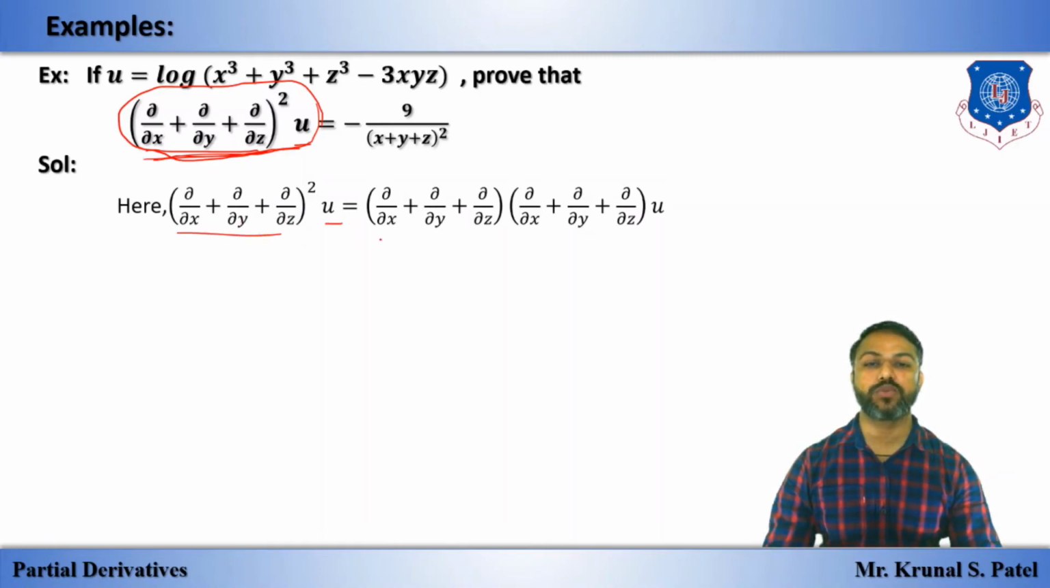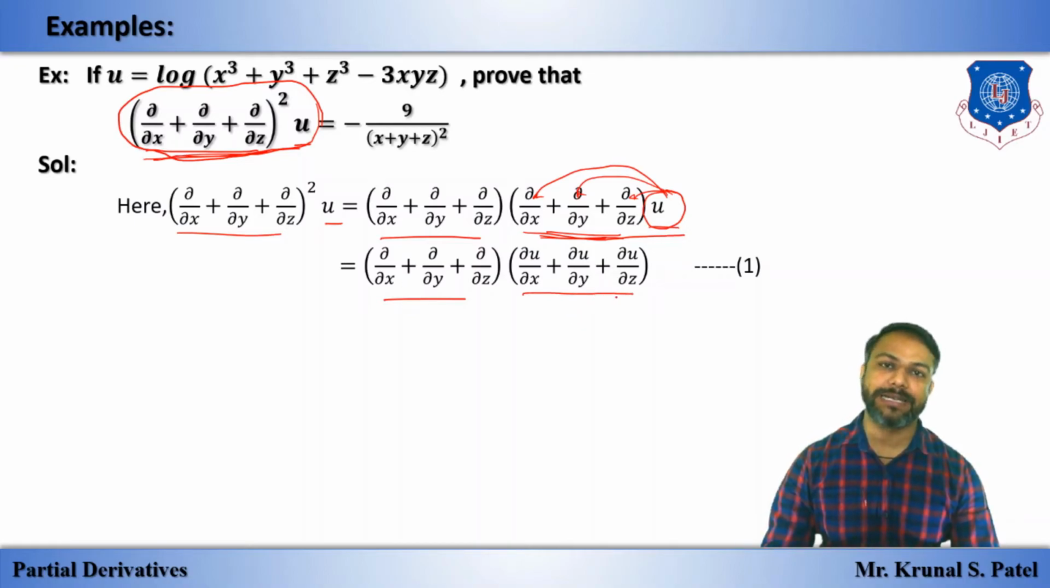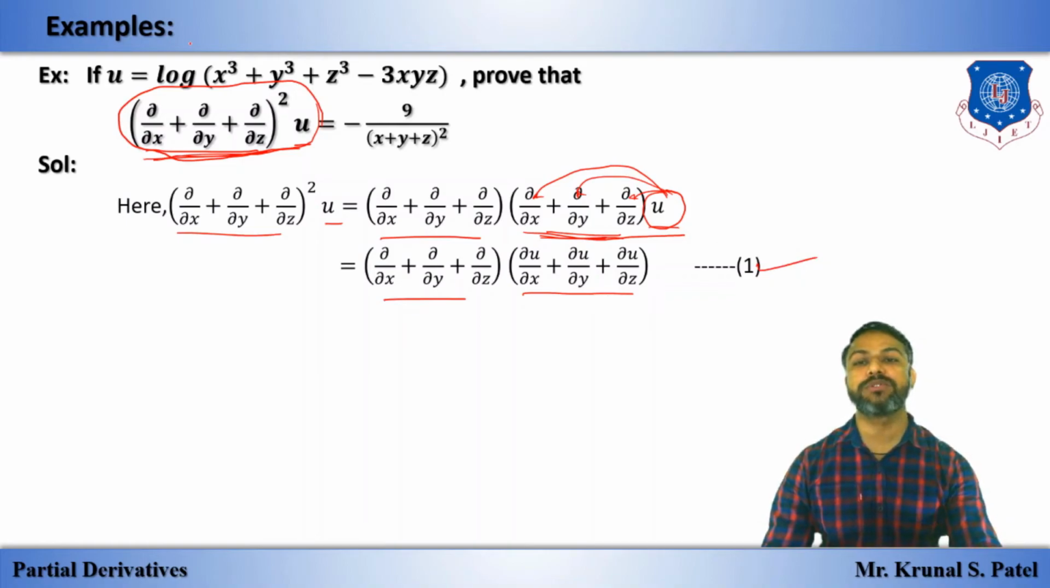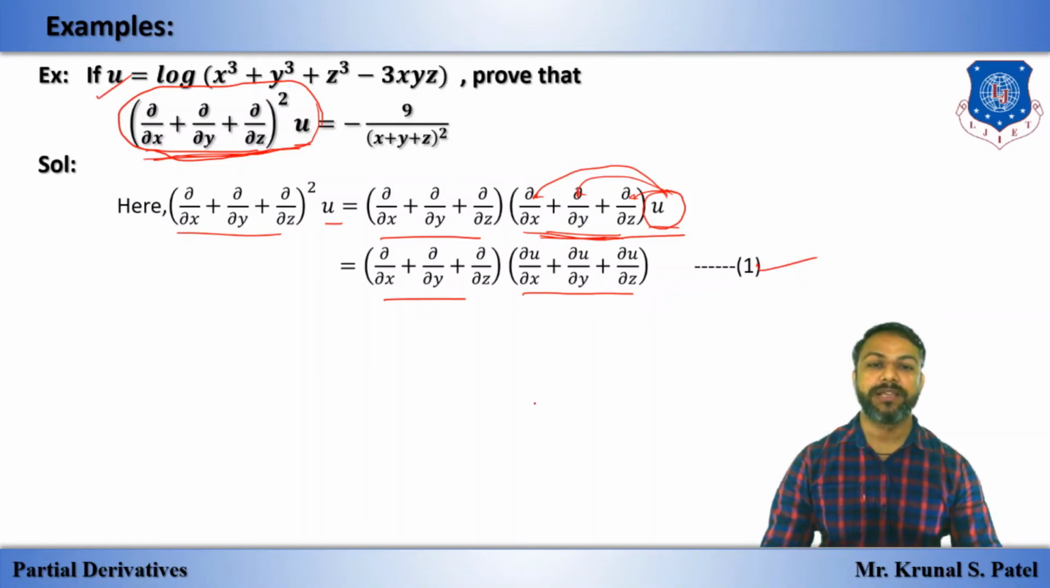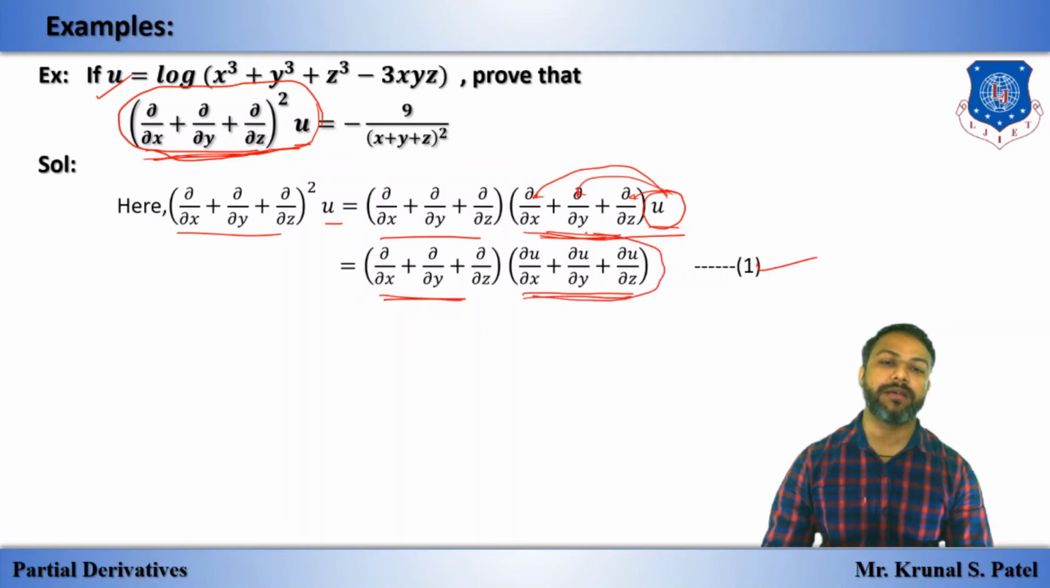What is the meaning of this whole square into u? The whole square means 2 times this bracket into u. Now we can apply this u on either of these brackets, but we will apply this u on the nearer bracket. So u goes with this derivative. We have this first bracket as it is, and the second bracket into u becomes del u by del x plus del u by del y plus del u by del z. Say equation number 1. Now by using this given function u, we will find this second bracket, and after finding this bracket we will apply this first bracket on this second bracket.